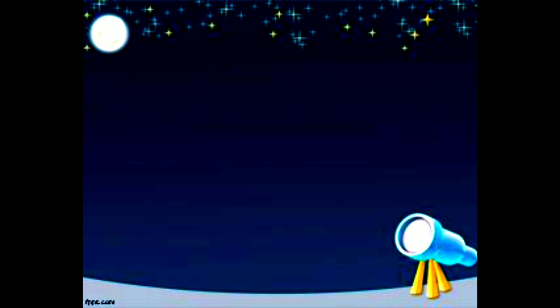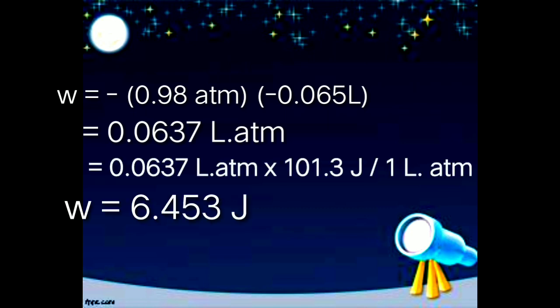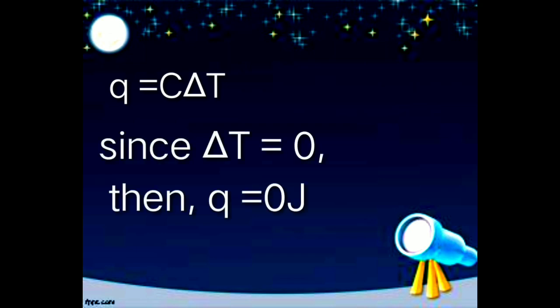In calculating the work, work is equal to negative pressure times change in volume. Work is equal to negative 0.98 atm times negative 0.065 liters. In result, work is 0.637 L·atm. But by converting to joules, we get 6.453 joules as the work. The heat is equal to the heat capacity multiplied by the change in temperature. But here, the change in temperature is equal to 0. So the heat is 0 joules.